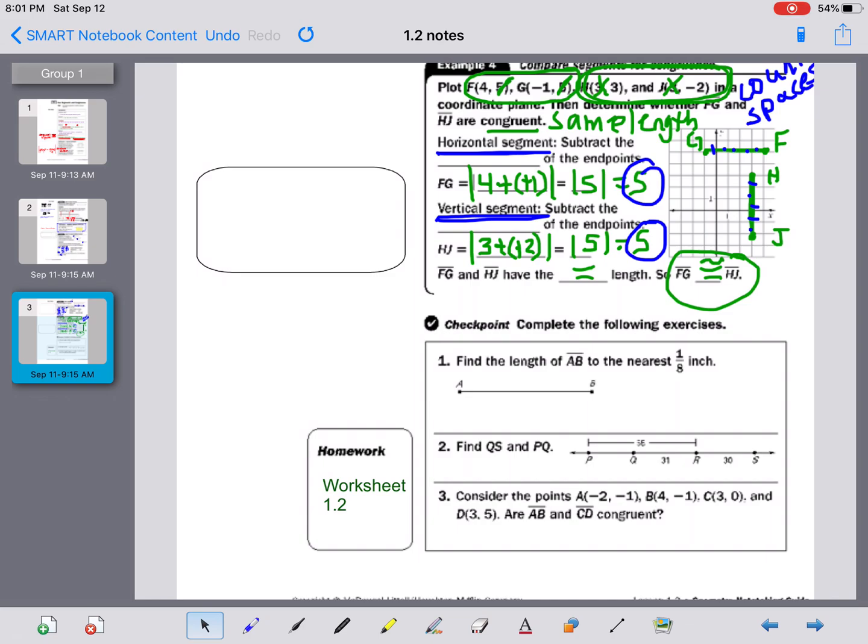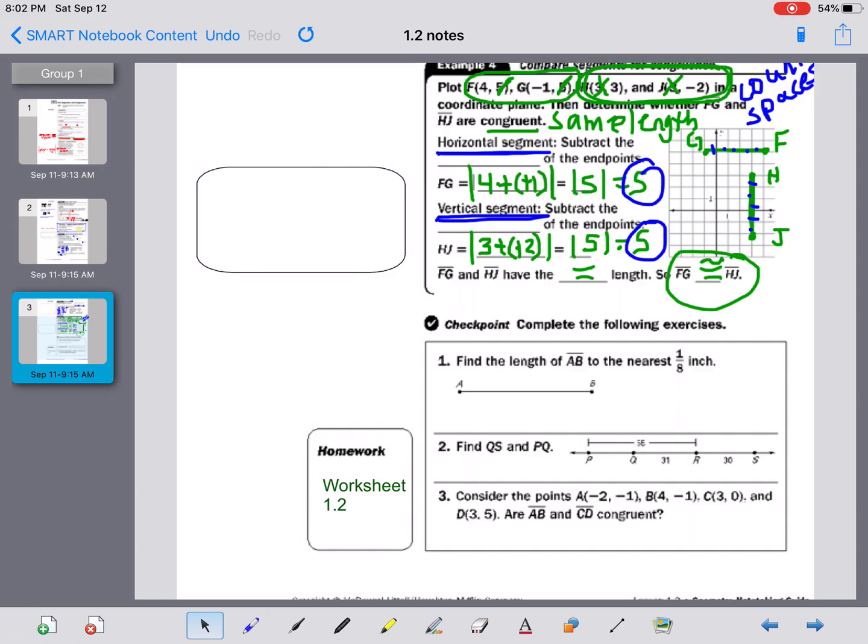Okay, it says, for number 1, find the length of segment AB to the nearest 1/8 inch. I would need my handy-dandy geometer, and I'm going to be honest right now, I don't have it with me. That's not a good idea on my part. Should have stuck it in my notebook. But because I don't have it with me, I'm not going to get you the answer here. But I'm hoping most of you, when you lay it down there, use the inch ruler. If you look at your geometer, one side has a centimeter ruler, one has an inch. Use the inch ruler, and then go to the nearest 1/8 of an inch, okay?